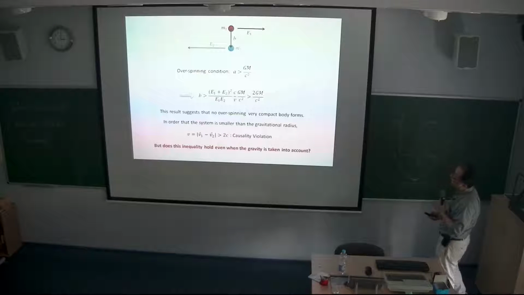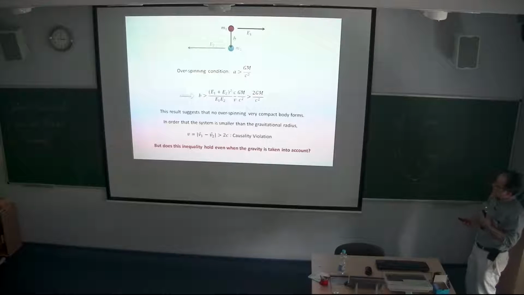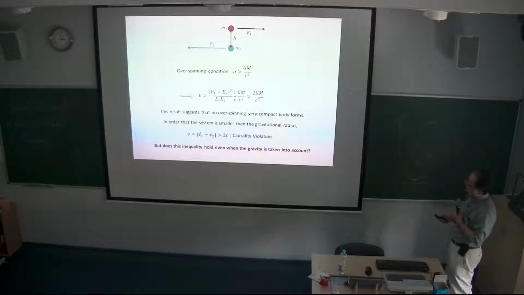The total angular momentum of this system is caused by overspinning in the center of mass plane. Then this overspinning leads to a lower bound on the impact parameter and on the relative velocity, and the Kerr parameter radius of this system is given by this, where M is given by this. This result suggests that no overspinning very compact body forms in the universe.